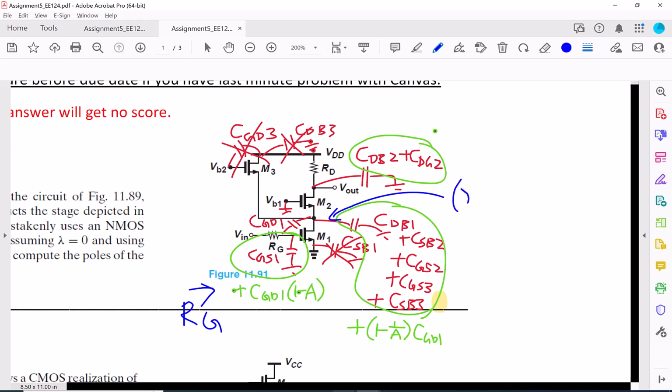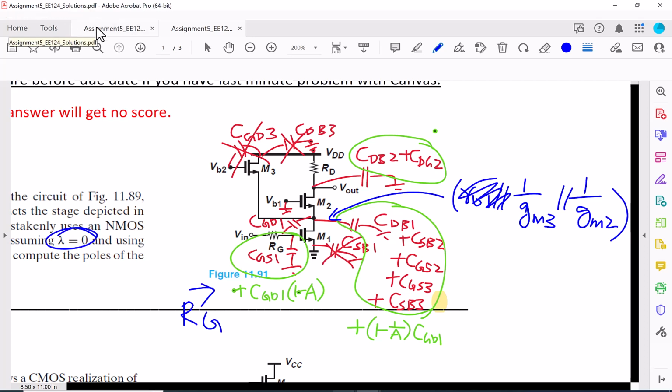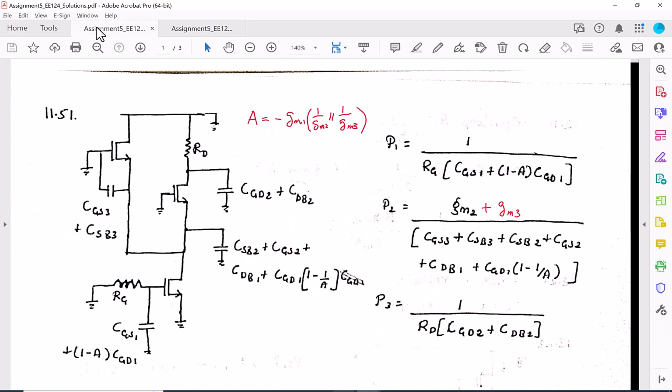RO of what? RO1 when I look down, and then 1 over GM3 looking up, and say again, 1 over GM2, right? And I believe I say no channel length modulation, so I can ignore this guy, right? So it'll be GM3 plus 1 over GM3 plus GM2, right?